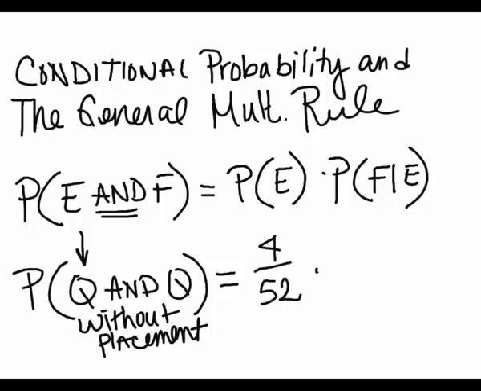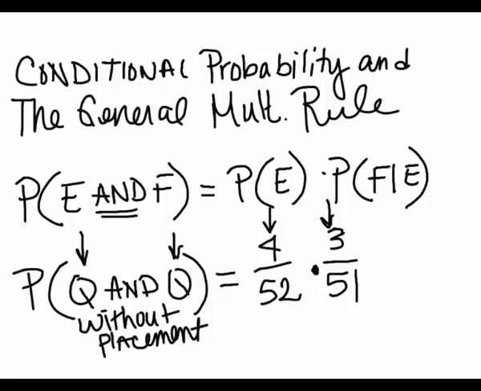Okay? Now I have my queen. I have my queen in my hand, and I'm not going to put it back, so it's without replacement. What's the probability of me getting another queen? Well, how many queens are in the deck now? There's 3. Out of how many total? Now there's only 51 cards. So this is the probability given that the first queen was already chosen.